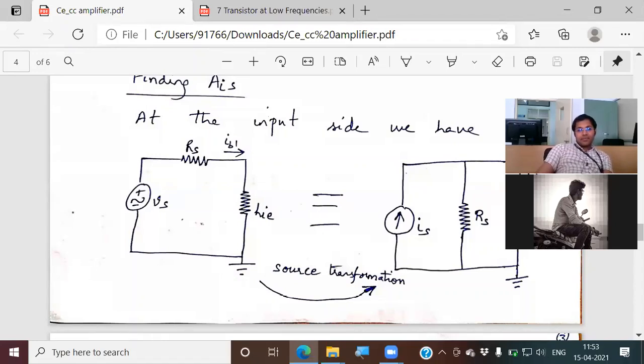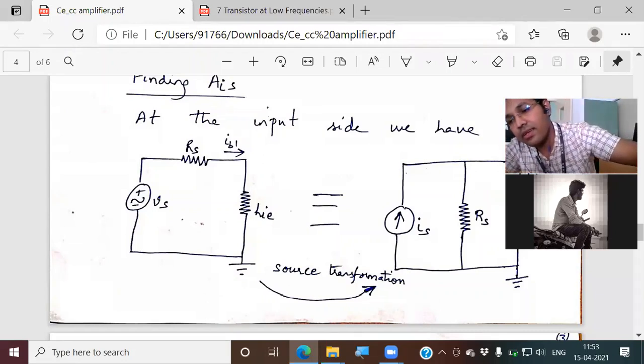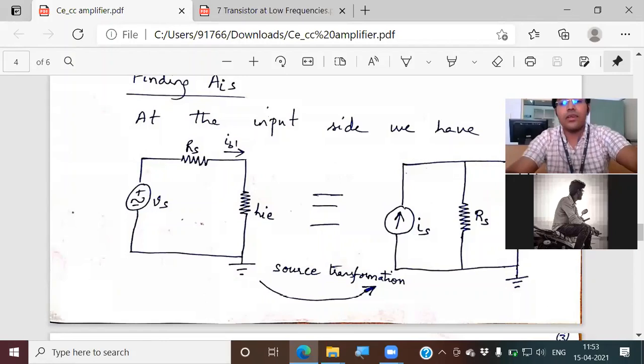IB1 is IS into... please answer fast. If I keep on telling, it will be boring. If you answer, it will be somewhat interesting, right? So please answer. What is IB1 in terms of IS? Fast. Anybody? We discussed this earlier also. Turn on your mic, answer.